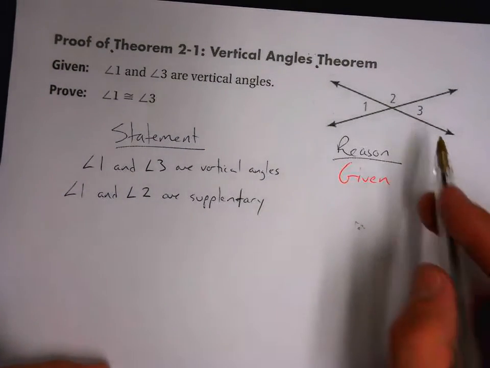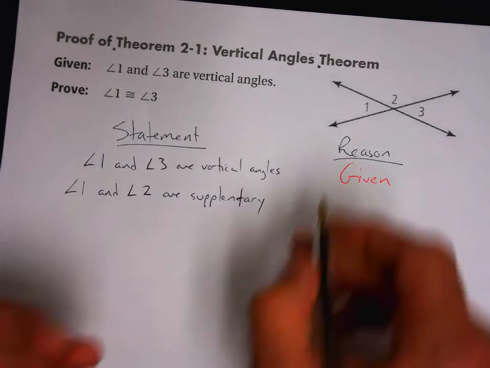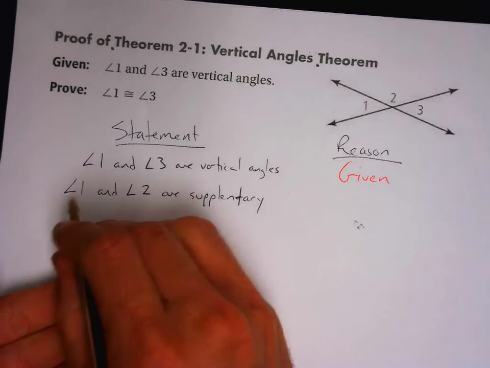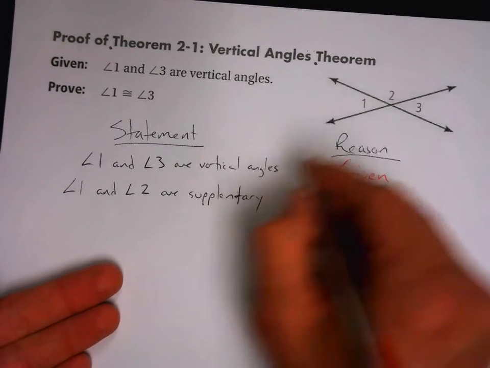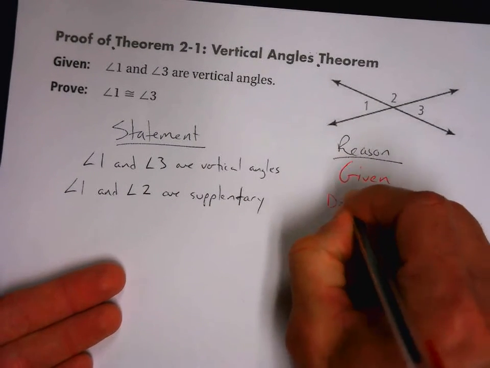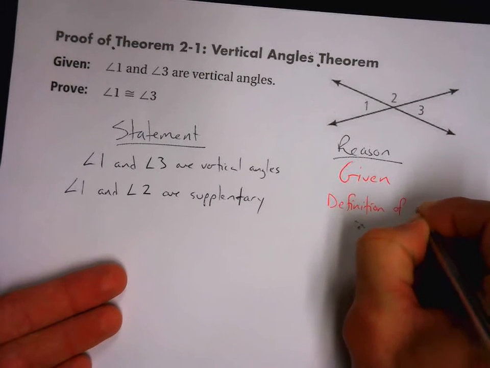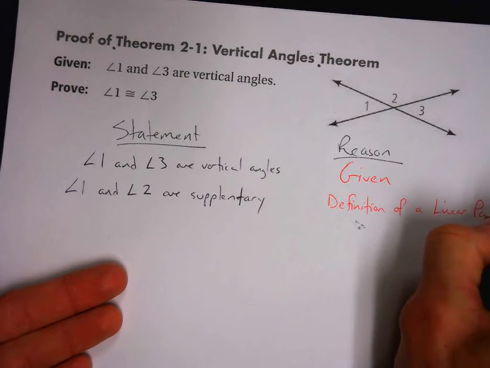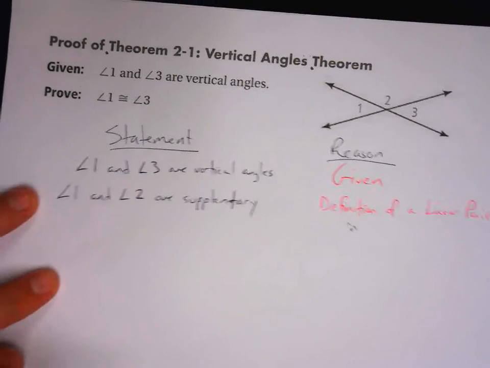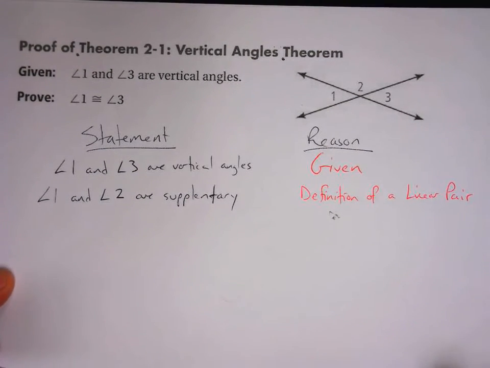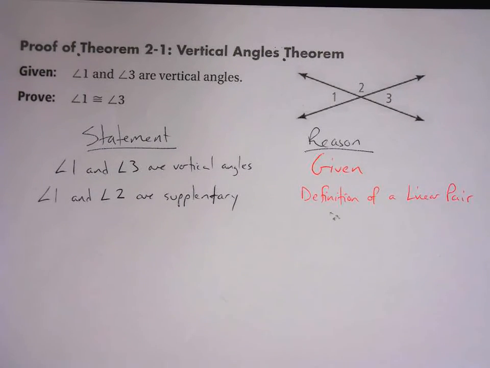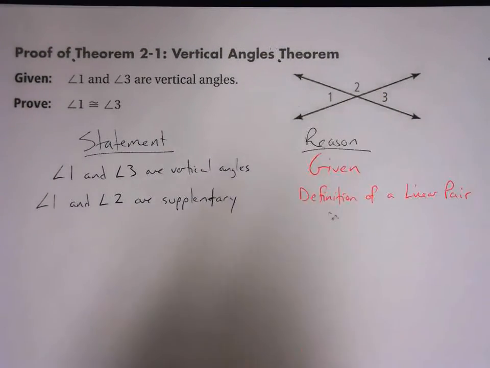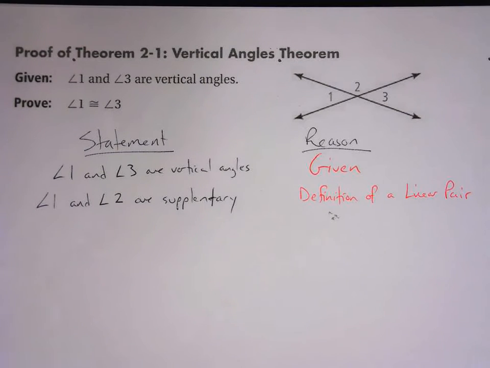So the reason we would use for that, angle 1 and angle 2 are supplementary, how do we know? Because that's the definition of a linear pair. So we would say definition of a linear pair, and we can use that as a reason because, well, that is a reason. We look at the diagram and see we can do something with that. Angle 1 and angle 2 are supplementary, they're a linear pair. Now, what do we do with that piece of information? What do we know about that?